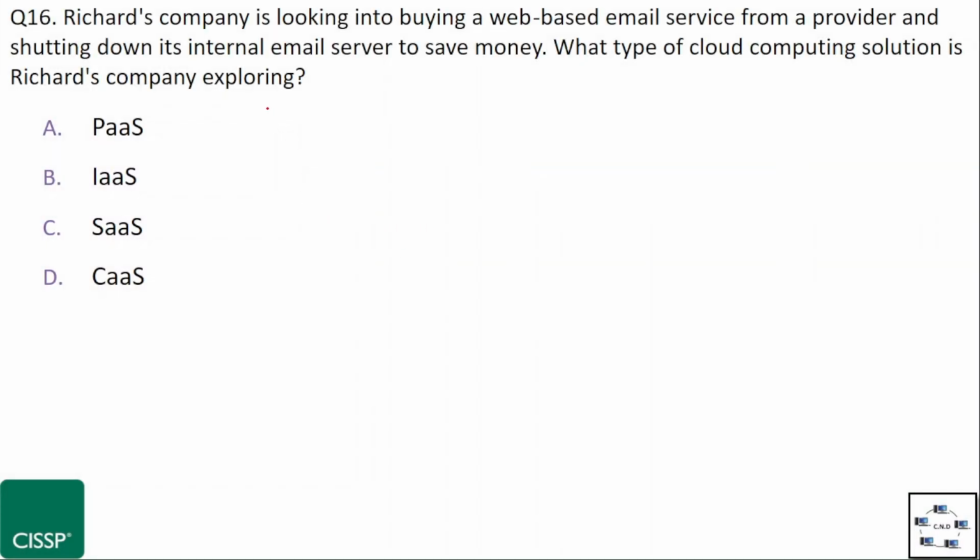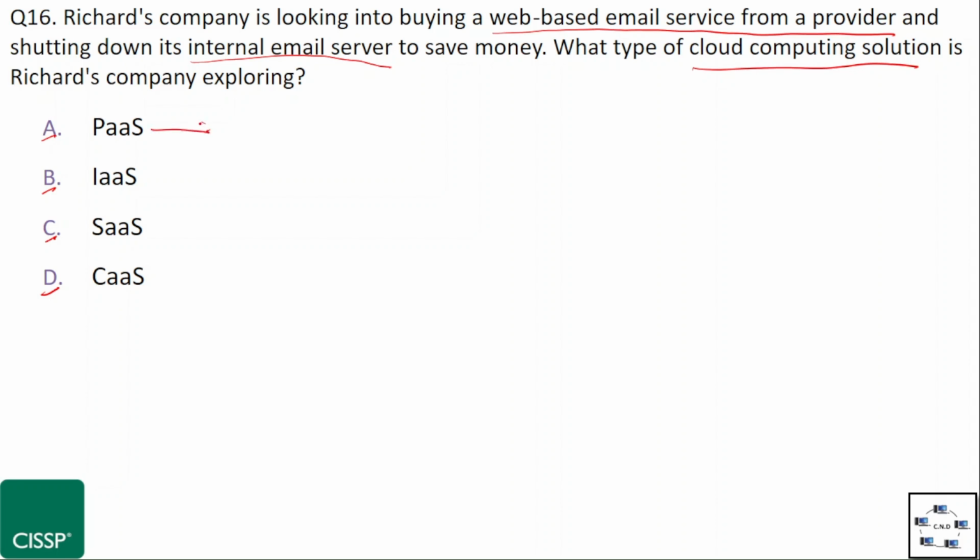Question number 16. Richard's company is looking into buying a web-based email service from a provider and shutting down its internal email server to save money. What type of cloud computing solution is Richard's company exploring? And we have the options. Option A, PaaS, platform as a service. Option B, IaaS, infrastructure as a service. Option C, SaaS, software as a service. And option D, COS or compute as a service.